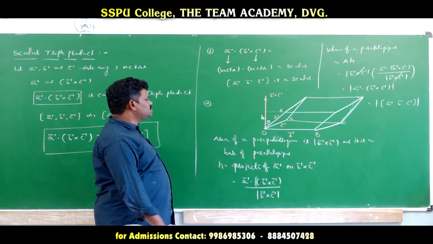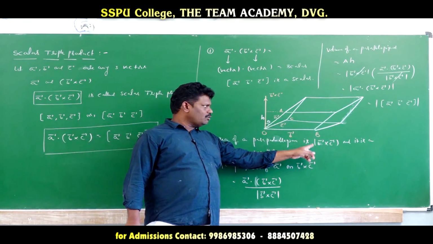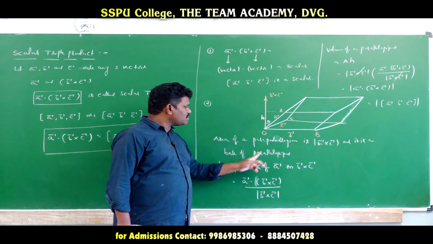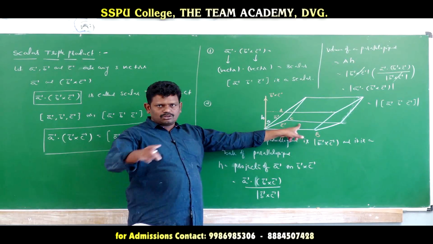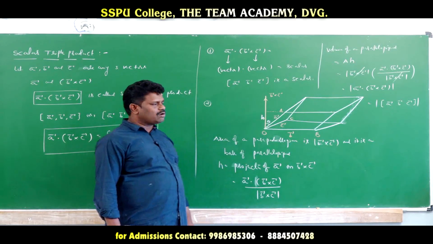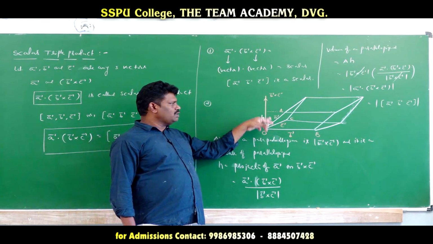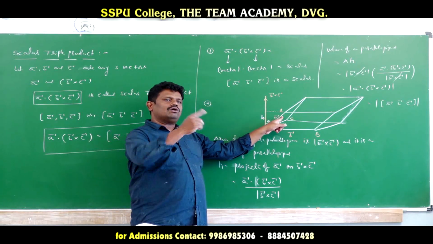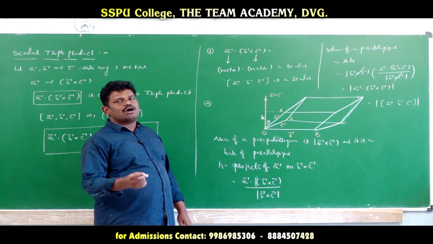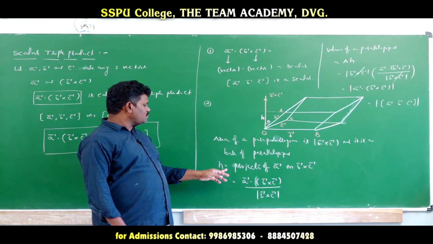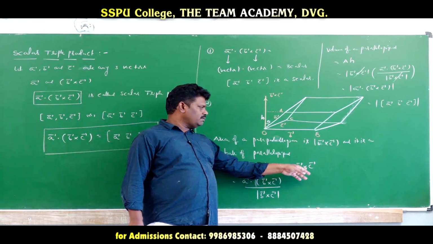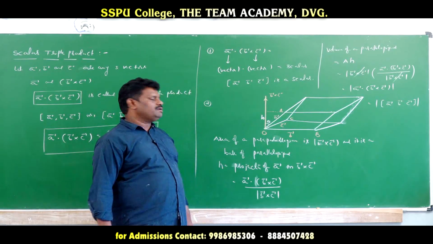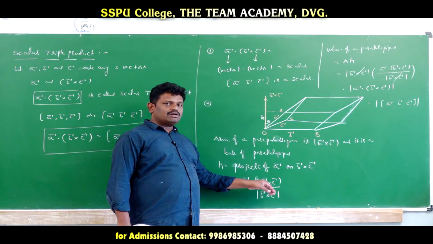How do we get that? The area of the parallelogram is this one, and it is the base of the parallelepiped. So the base area is the magnitude of B bar cross C bar. If you want to find H, directly it is not possible. So we take the projection of the A vector along the B bar cross C bar, the normal to the B and C vectors. So H is the projection of A bar on B bar cross C bar. Already we know the projection of A bar on B bar is A bar dot B bar by the magnitude of B bar. So I have written here A bar dot B bar cross C bar by the magnitude of B bar cross C bar.